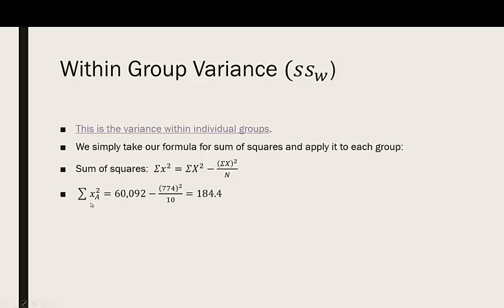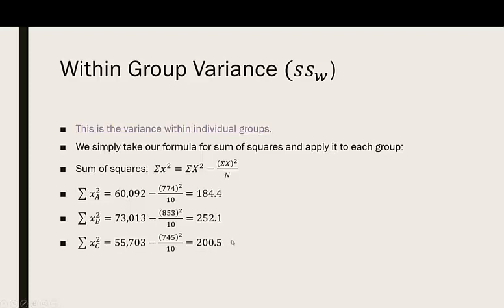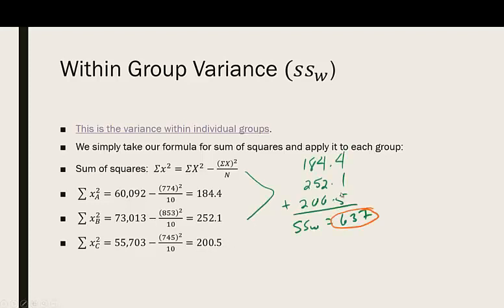So the sum of squares for A, the variance is 184.4. For B, when we put it in, it's 252.1. And for C, it comes out to 200.5. And so when we add these three together, 184, 252, and 200, we come out with a total variance of 637. So this is our sum of squares within. So this is the variance that we can account for within the individual groups, 637.